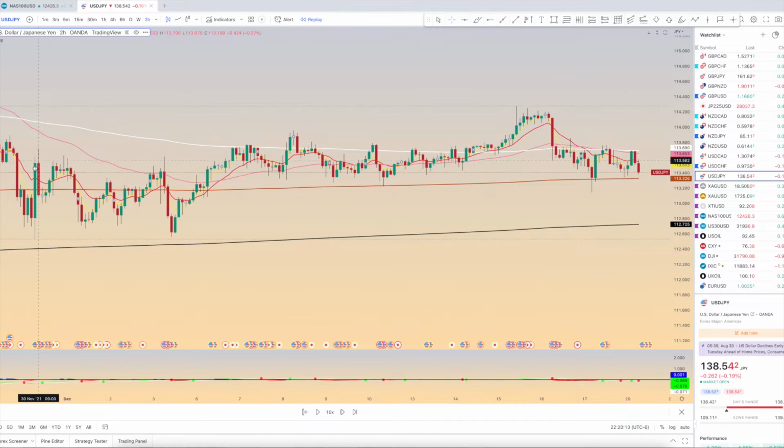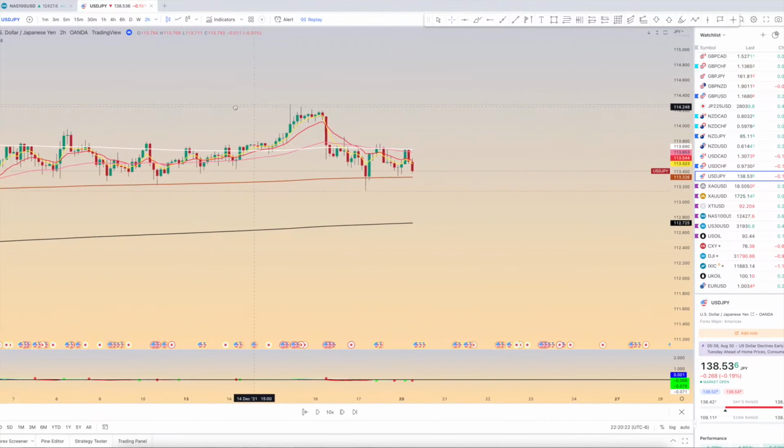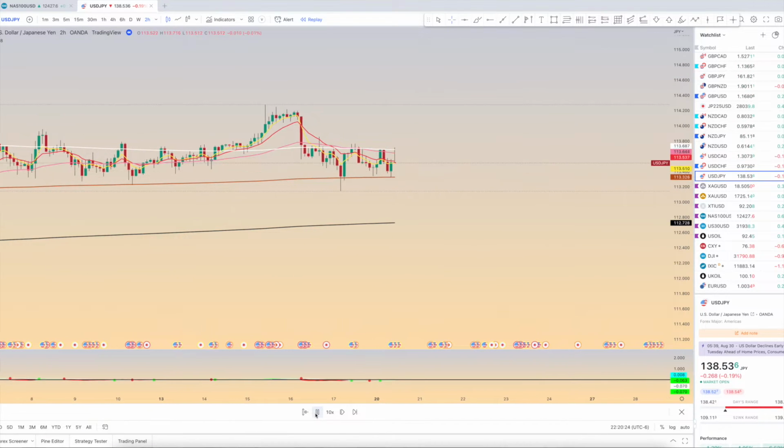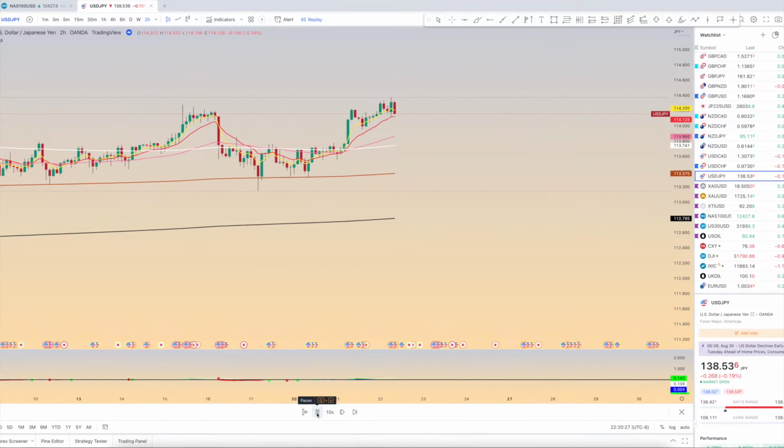You see that big thing? That's what we want, right? Even this guy right here, right? So you can see it's about 57 pips. It's a pretty significant move in a 2-hour time frame. All right, so let's continue watching. What can we find?